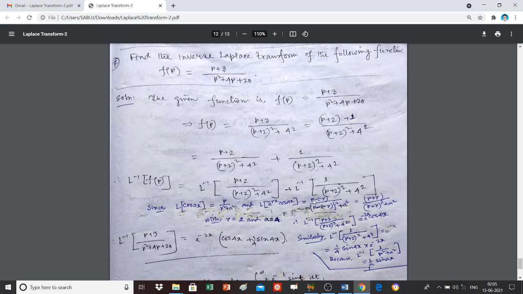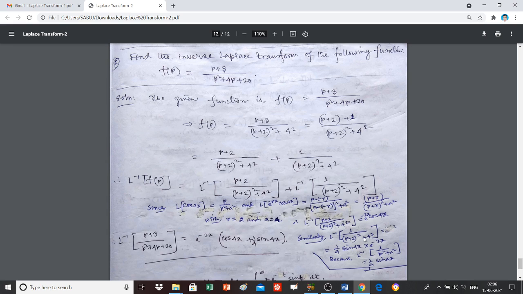This is also written here. So L inverse of this is equal to e^(-2x) cos 4x. Similarly, the second term, L inverse of 1 / ((p + 2)² + 4²), will provide 1/4 sin 4x, and since 2 is here, it will carry e^(-2x). The reason is that L inverse of 1 / (p² + a²) is equal to (1/a) sin ax. This is the formula.